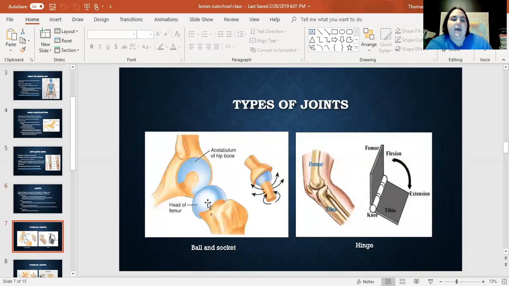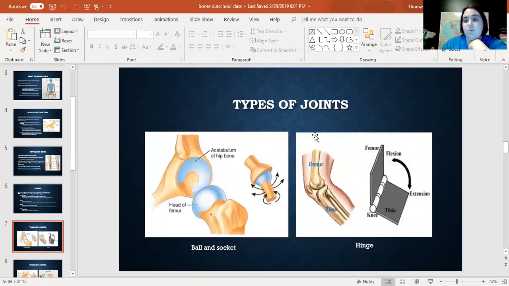Here's the head of your femur for your ball and socket, and it's fitting into that hip bone. It reminds me of a mortar and pestle that you make guacamole or grind spices in, and that's literally how it will rotate into your movement for that joint.